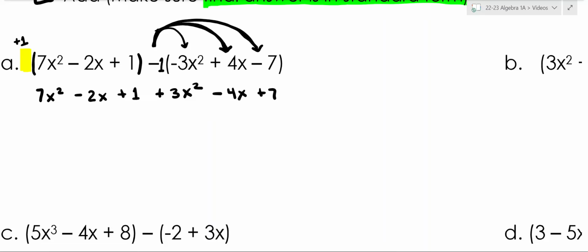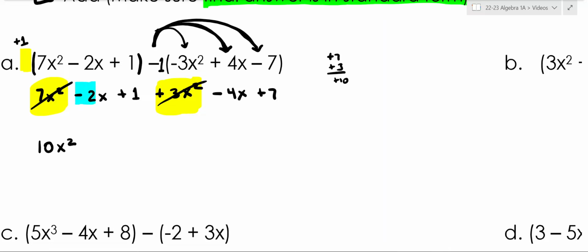Now that you've gotten rid of the parentheses or ignored them as needed, now we combine like terms. I always like to find the term with the highest degree first, so the x squares. So our little brains are going +7, +3, +10. So this is 10x squared. All right, done.